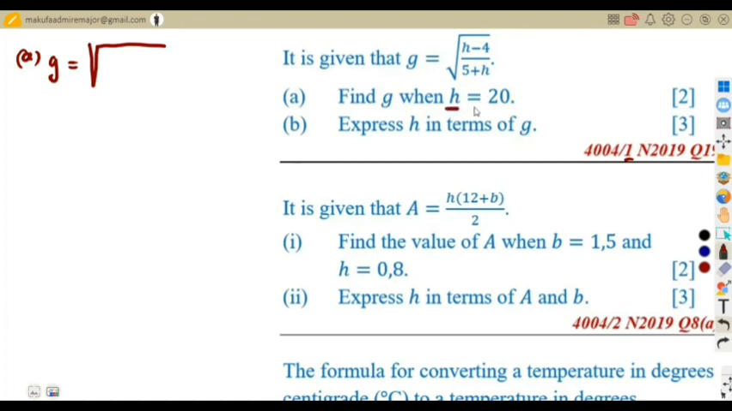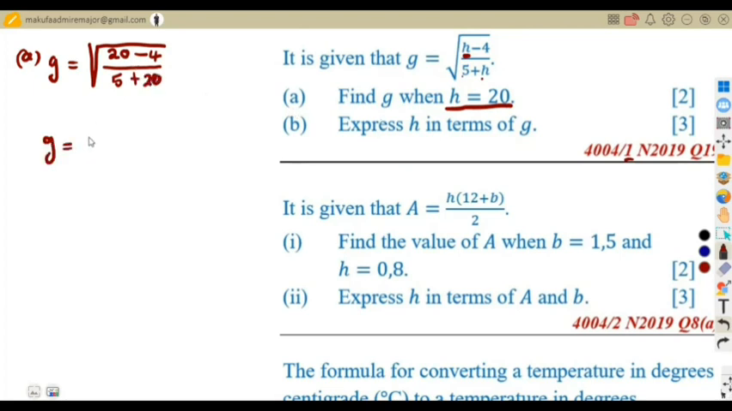So we are given that h is equal to 20. So in place of h, you are going to substitute 20. So that's 20 minus 4. That's h minus 4. So it's going to be 20 minus 4 over 5 plus h. So this is going to be 5 plus our h, which is 20, everything under the square root.